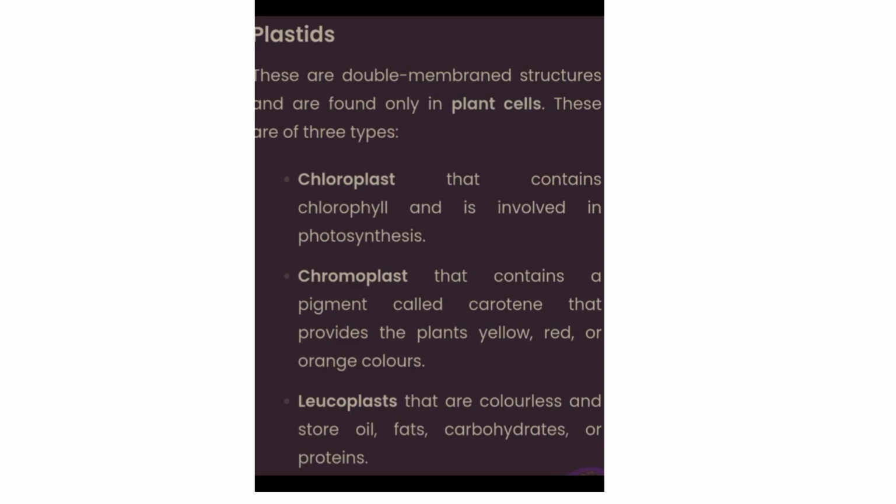Plastids. They are double-membrane structures found only in plant cells. These are of three types: chloroplast, chromoplast, and leucoplast. The chloroplast contains chlorophyll. The chromoplast contains a pigment called carotene that gives a plant yellow, red or orange color. The leucoplasts are colorless and store oils, fats, carbohydrates or proteins.